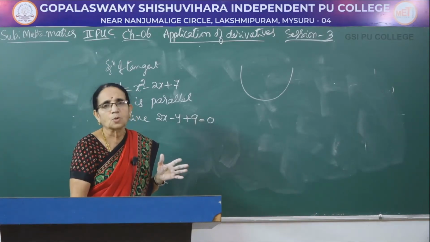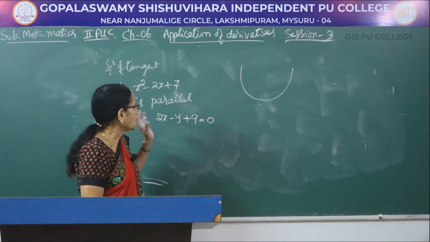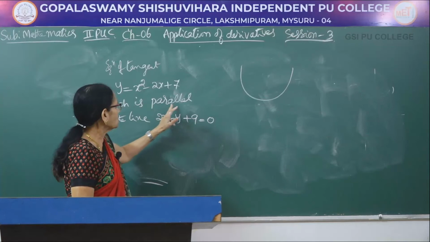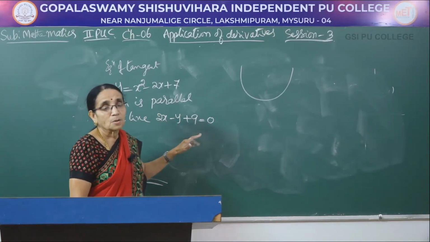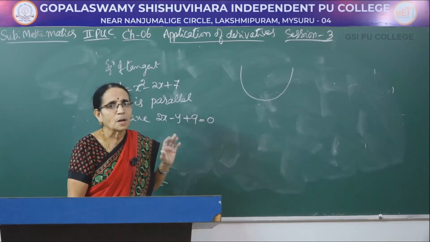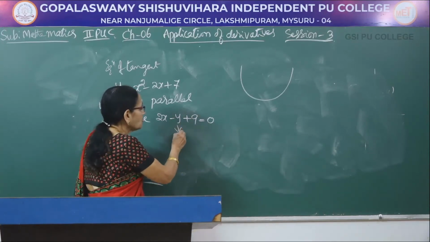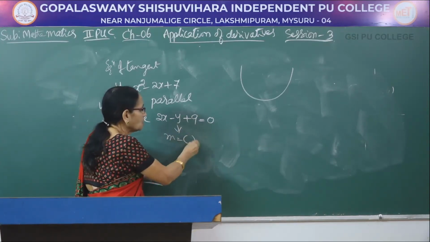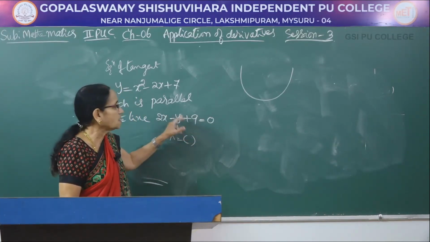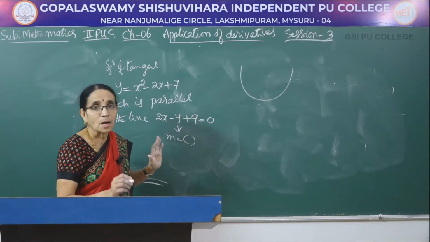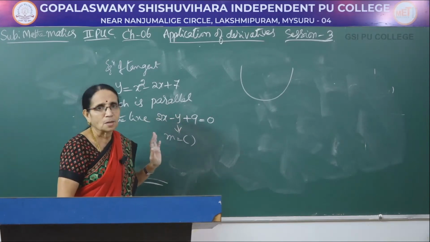For that, just now I told you that two parts of the data should be there. See here, one condition is given: the tangent is parallel to this line. So we are using the condition for parallelism. When two lines are parallel, their slopes would be equal. So you can get the slope from this one, you will get some number for m here. Because the tangent is parallel to this one, the slope of this line and the slope of the tangent have to be equal. So get the slope of this one, that becomes the slope of the tangent, correct?